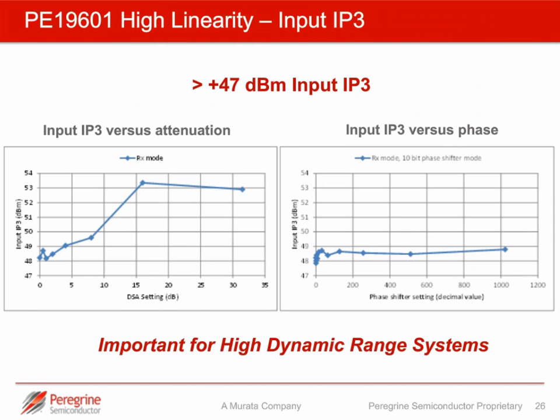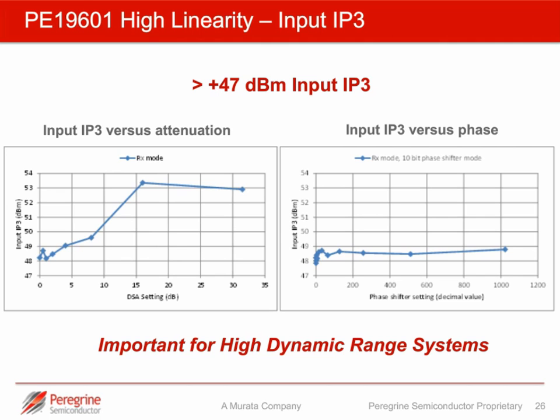Moving on to linearity, we said linearity was important for high dynamic range systems, and these two charts are showing input IP3 for the PE19601. The left-hand chart is showing over the entire attenuation range of the device. So we have an excess of 30 dB attenuation range, and the linearity is above 47 dBm. Similarly, across the entire phase shifter range, we're seeing very consistent and very high linearity.